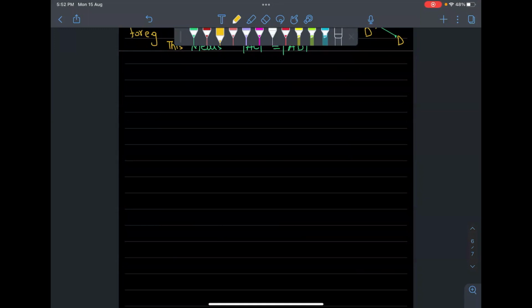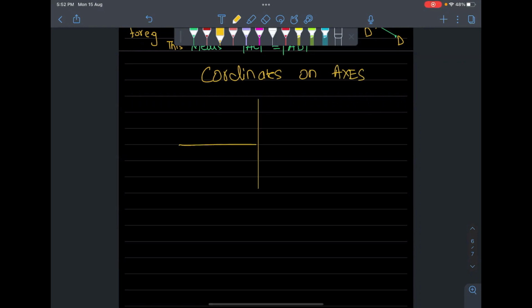Will look like this. Coordinates on axes. And by axes, I mean, now what I'm making you do right now is not something that should be made to do. This you should already know. Okay, but still I'm doing it as a separate topic, as a separate concept.